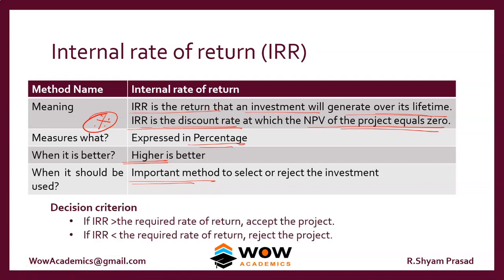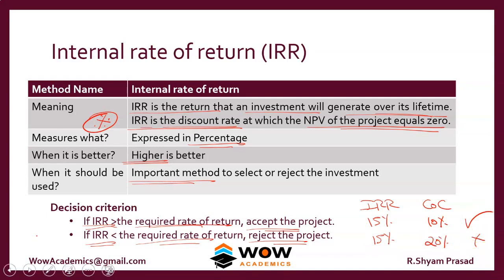So what is the decision criteria? If the IRR is higher than the required rate of return, accept it. If the IRR is less than the required rate of return, reject it. So if IRR is 15% and cost of capital is 10%, then accept the project. If IRR is 15% and the cost of capital is 20%, then reject it. So that's how the decision criteria works.